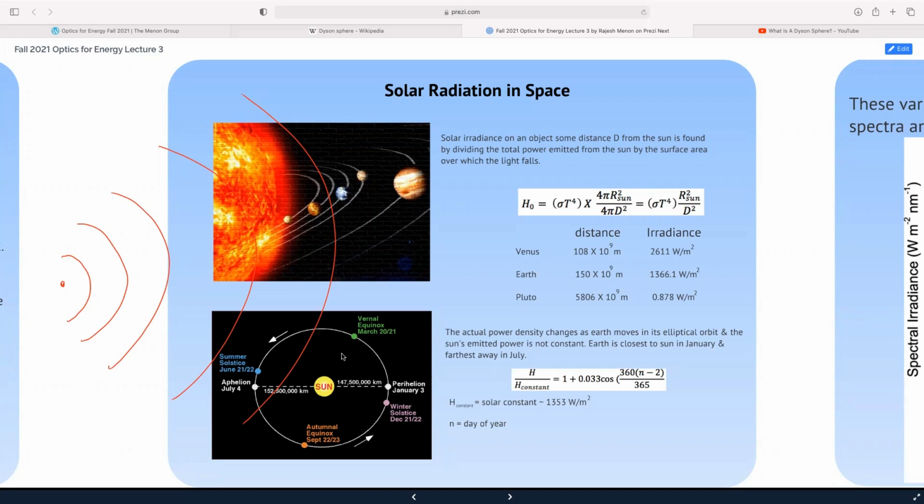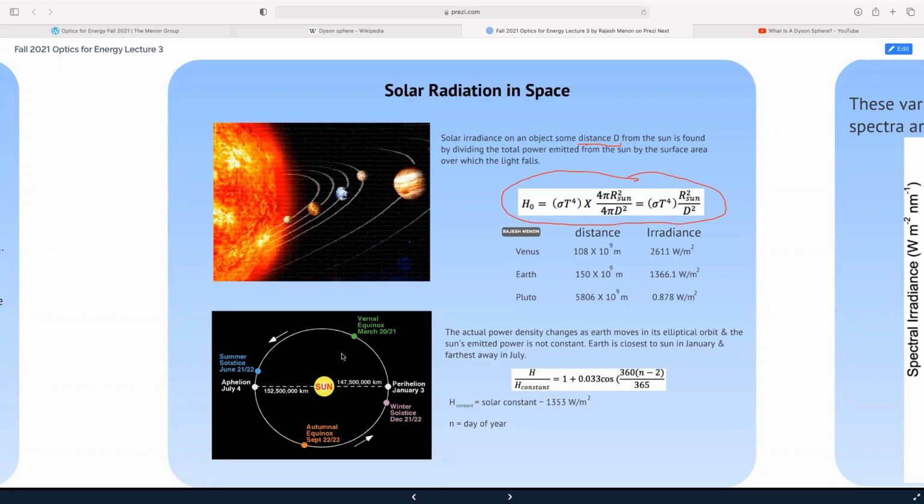Mercury is much hotter than Pluto or Earth, so the distance from the sun matters, right? And it's easy to scale it, so we can use this simple expression. If you have a planet at some distance d from the sun, we can scale it as shown here.